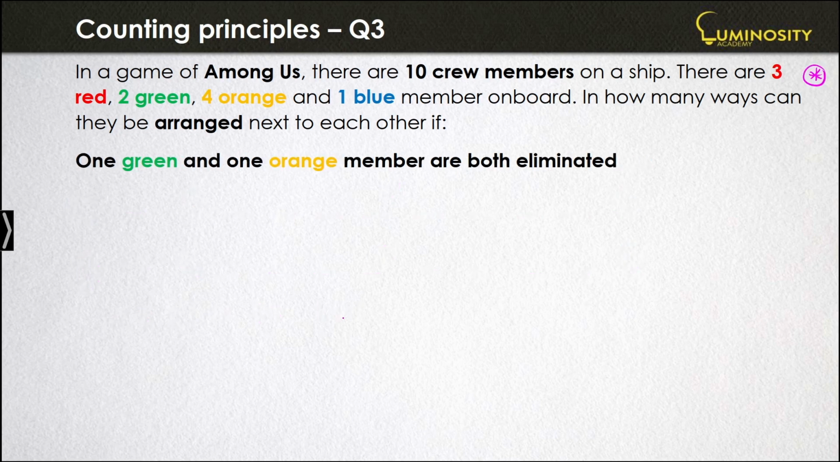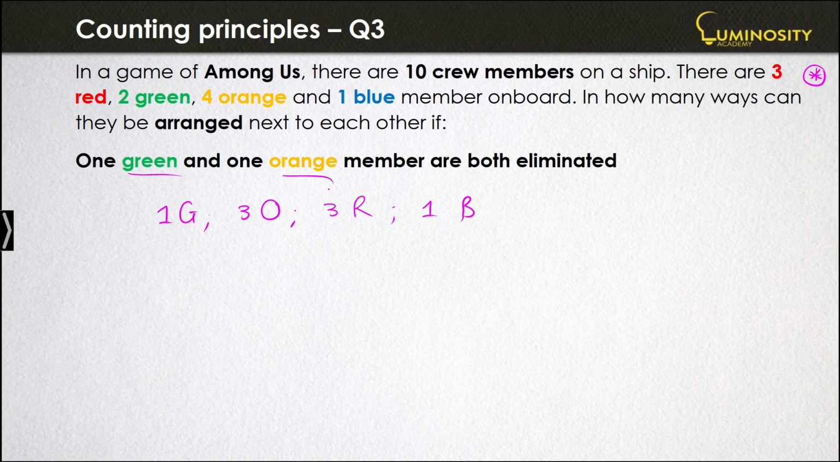Lastly, what if 1 green and 1 orange member are both eliminated? Then how many ways can we now arrange these crew members? So now 1 of the green is gone, so there's only 1 green left. 1 orange member is gone, so there are only 3 orange members left. There are still 3 red members, and there is still 1 blue member. So essentially, you can think of this in terms of the game, that green and orange were voted off the ship. So they were eliminated from the crew.